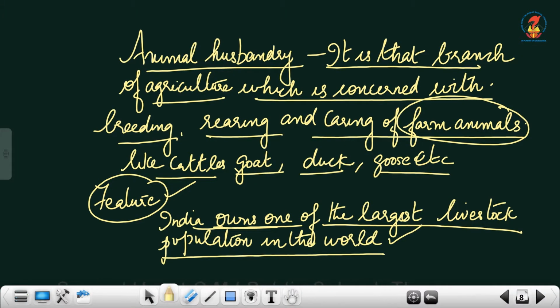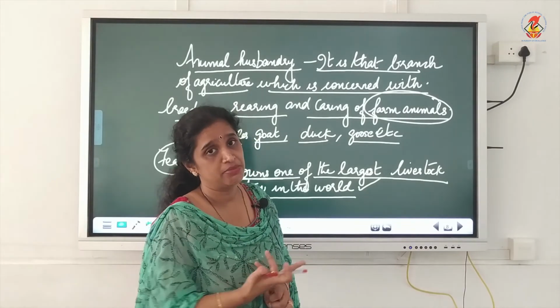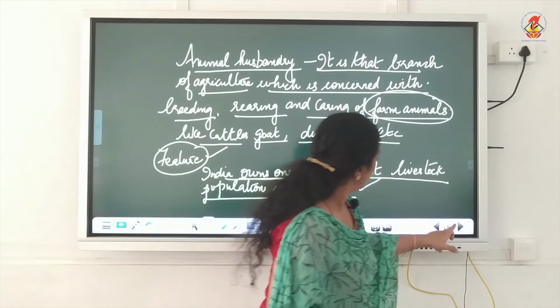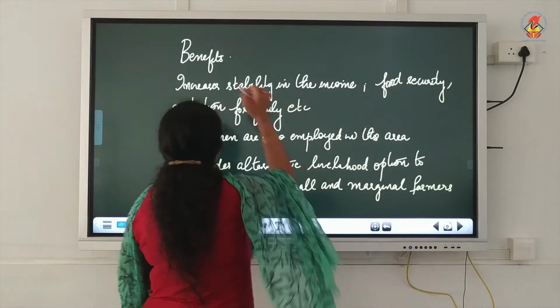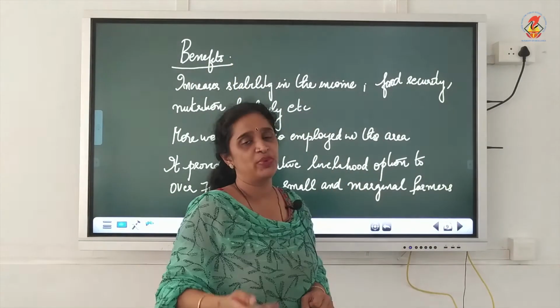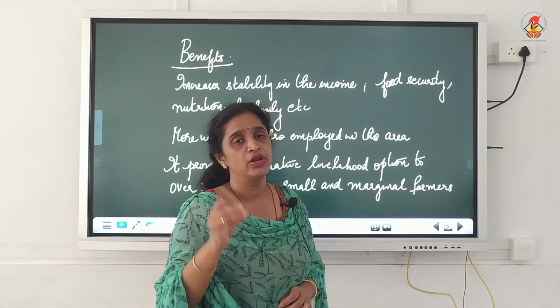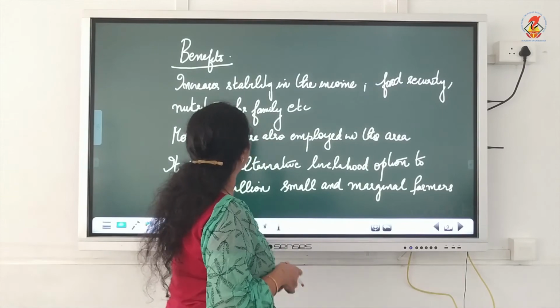So, animal husbandry is a branch which deals with the rearing of cattle, then breeding of cattle and caring of farm animals. It can be cattle, goat, duck, goose, etc. Okay, now the benefits. What are the benefits when the people engage in the non-farm activities, in animal husbandry?